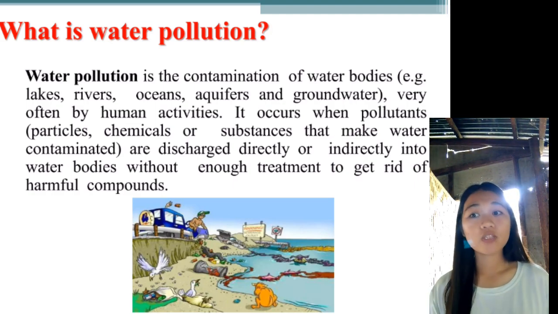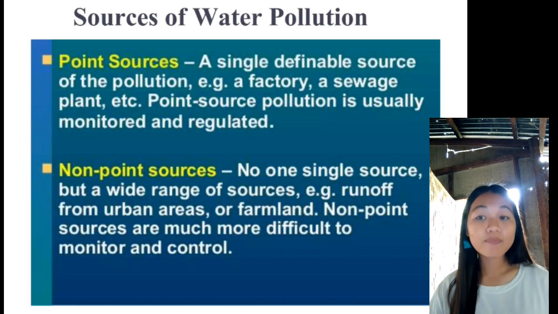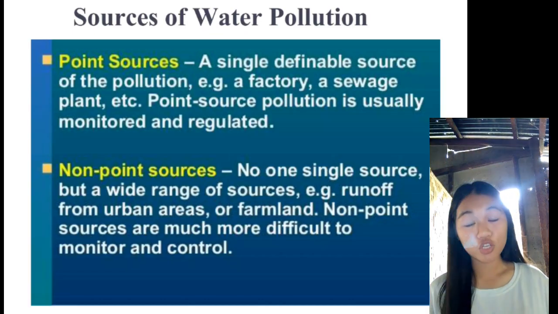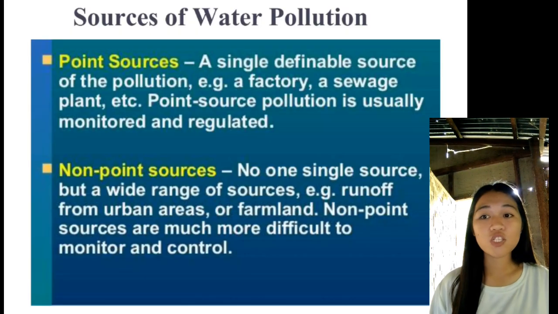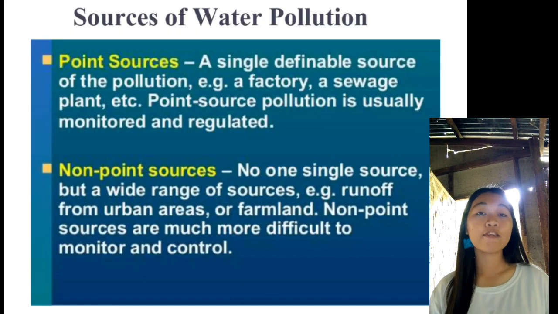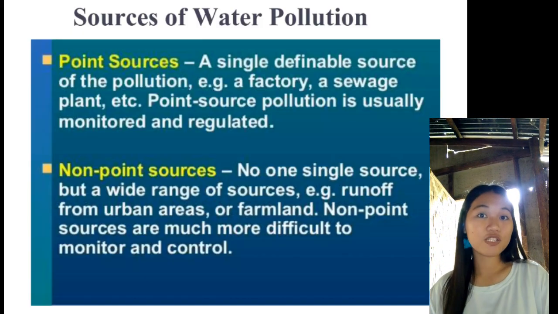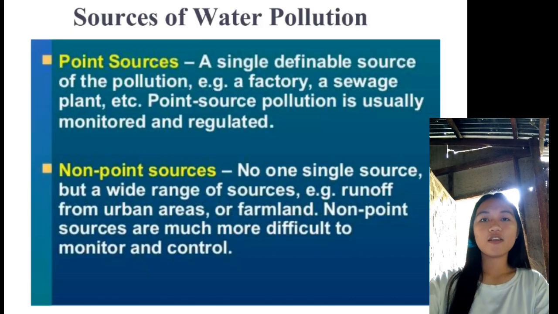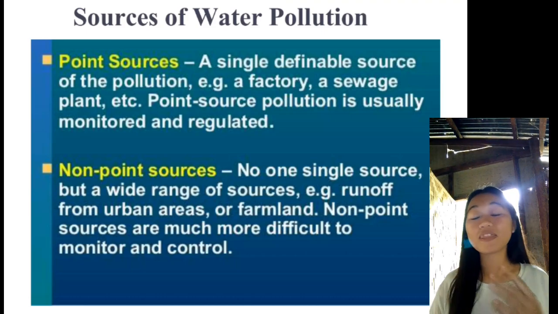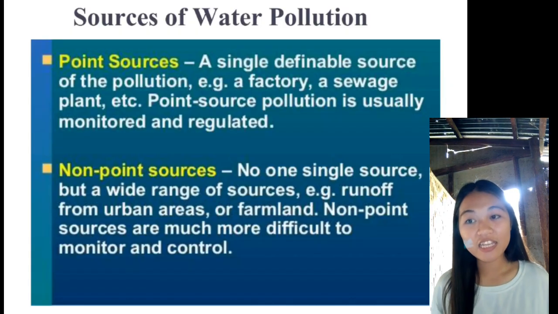So when we talk about point sources, a point source is a single definable source of the pollution such as a factory, a sewage plant, etc. Point source pollution is usually monitored and regulated. So this point source of water pollution is when you say definable source, you can point to it. That source actually produces water pollution, but on the good side, it is usually monitored or regulated.